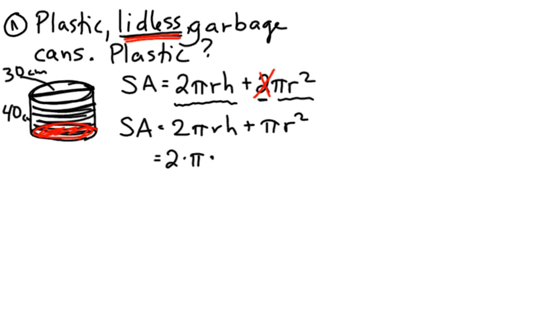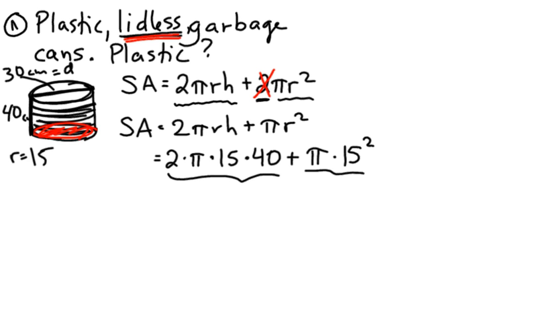Well, we said the diameter is given, so the radius would be half of that. And the height of the garbage can, we said, was 40. Plus, we no longer have 2 pi r squared. We just have 1 pi r squared because we don't have a lid. So pi times radius, which is 15, and we want to square that. So from there, we could do the calculations and come up with the surface area.